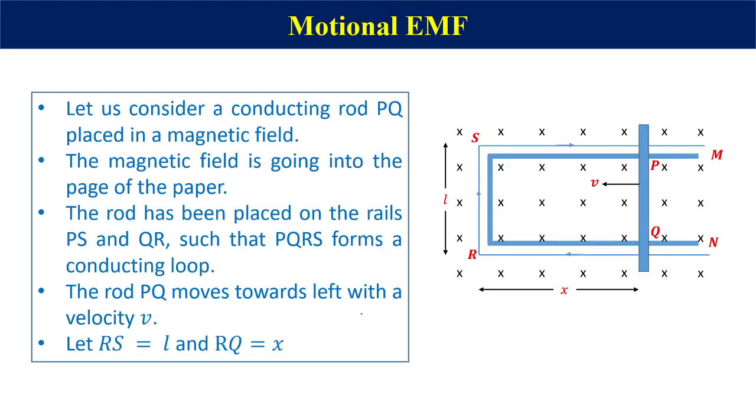So for motional EMF, we can have an expression of the EMF. We can derive it, rather. For that reason, let us consider this particular diagram as shown in this figure. There is a conductor. This part is a conducting rod, which is moving with a uniform velocity v in a magnetic field.